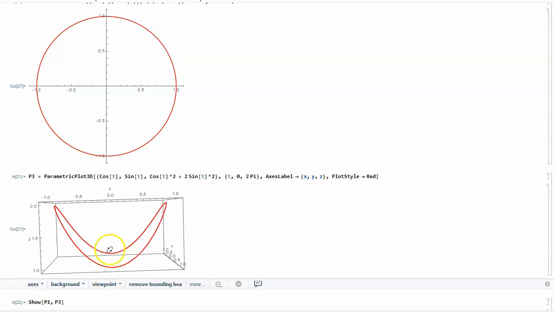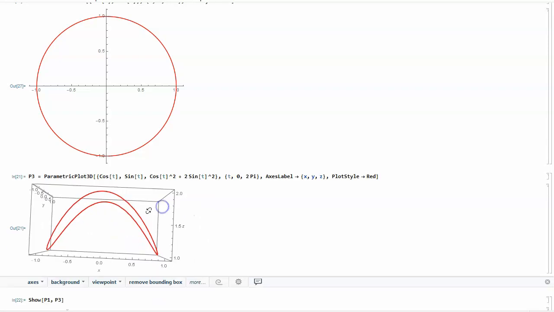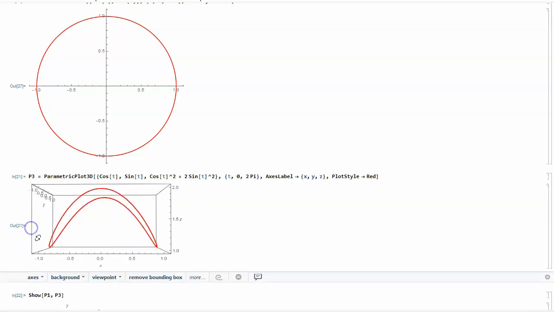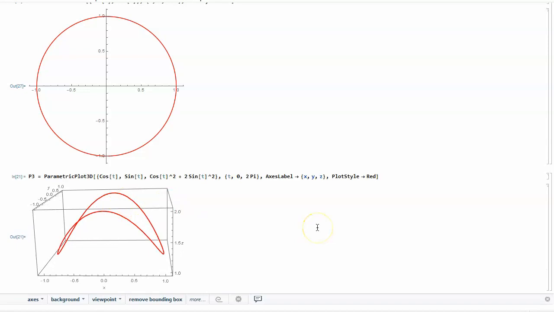I also have 2 minima. Here they are. Their value is 1 if I look at the z-axis. Their y-coordinate is 0. And their x-coordinates are plus or minus 1. So that agrees with everything that we found on paper. Okay? So geometrically, we see the same thing. It's just maybe a little more intuitive if we look at the curve.